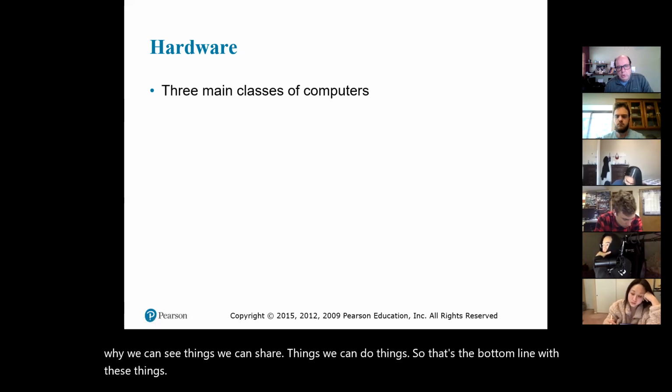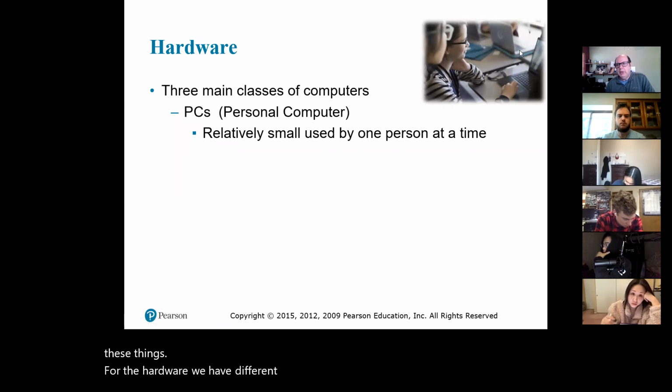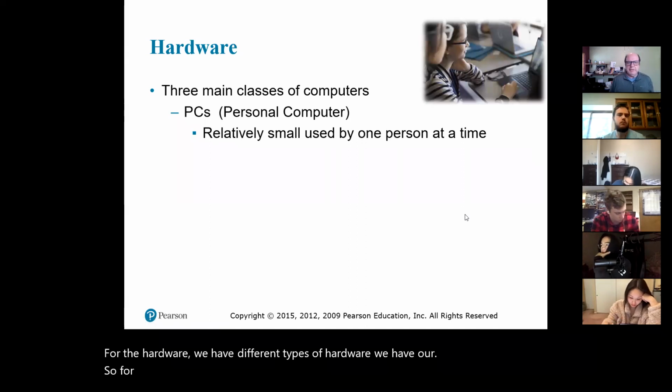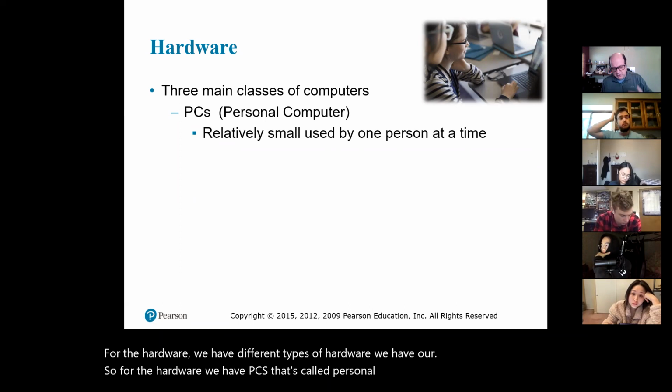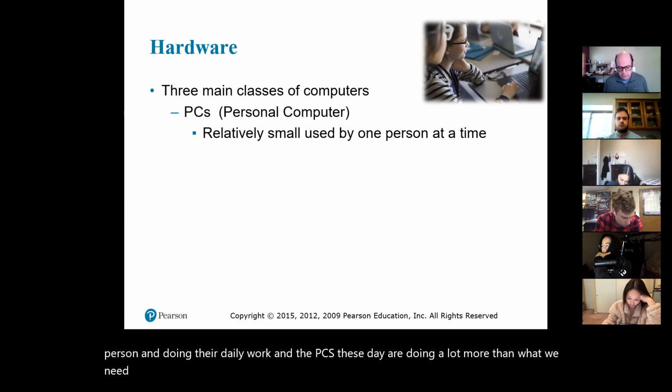For the hardware, we have different types. We have PCs, which are personal computers, generally used by one person for daily work. And PCs these days are doing a lot more than what we need. They just have a lot more power and a lot more memory than we need.